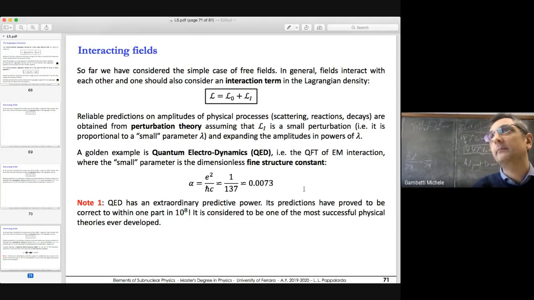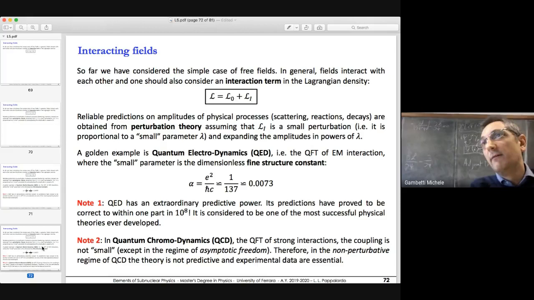Now it turns out that QED, based on the perturbation approach, by using this fine structure constant as the smallness parameter, has an extraordinary predictive power. The predictions of QED are proved to be correct when you compare to experiment to within 1 part in 10 to the 8. In fact, QED is considered to be one of the most successful physical theories ever developed. So it's a huge success, and the agreement with experimental data is incredibly high.